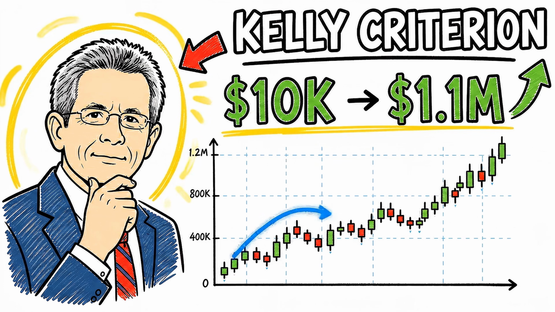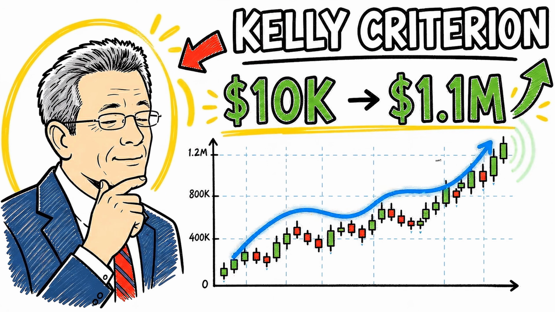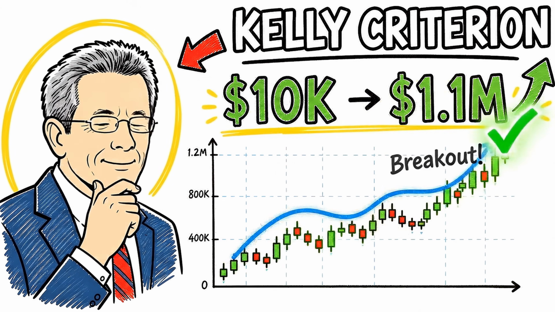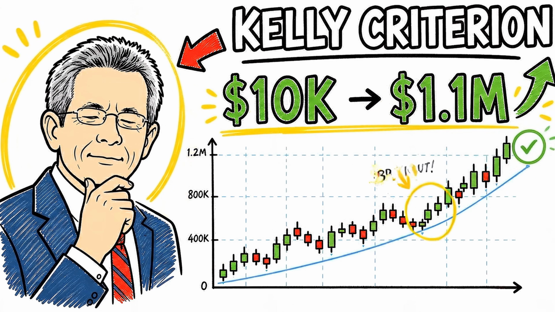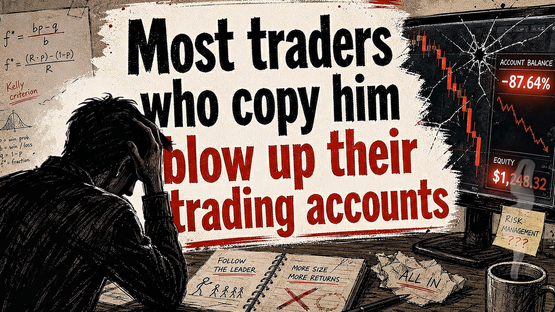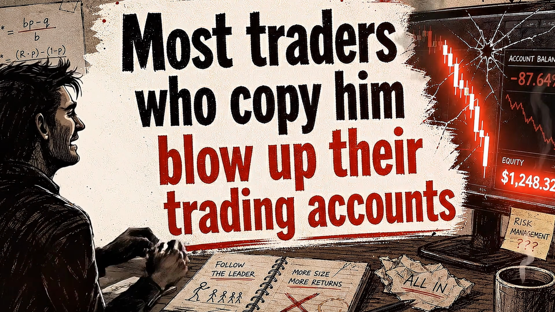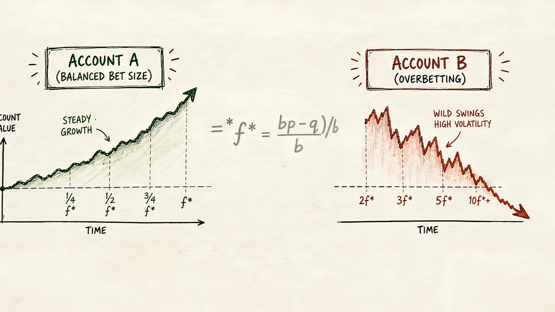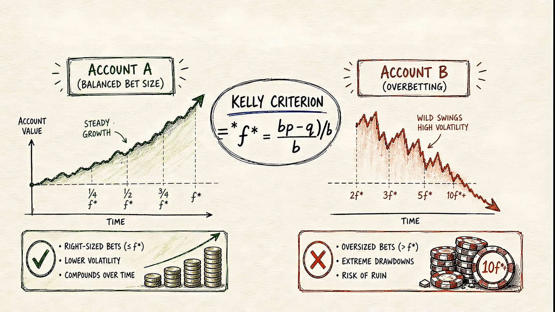Larry Williams turned $10,000 into $1.1 million with this simple formula. But most traders who copy him blow up their trading accounts. Here's why the same math grows one account and destroys another.